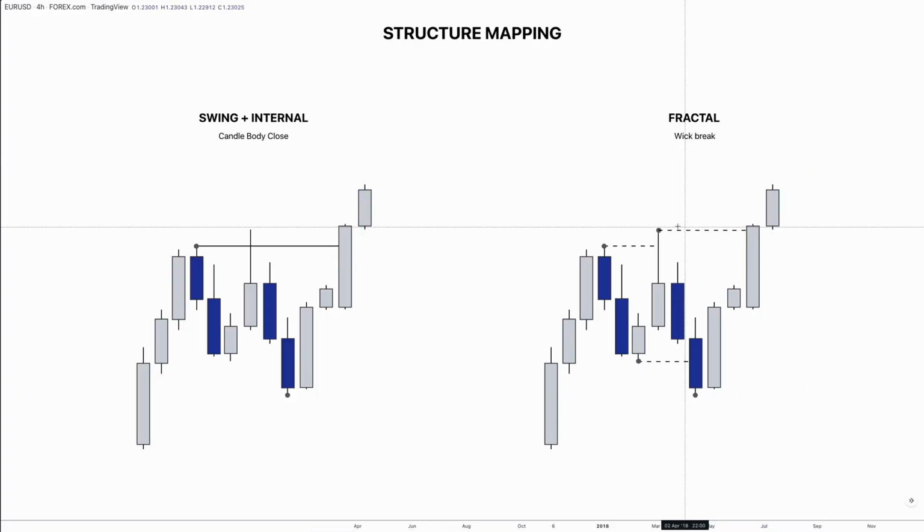So if you want to trade the way that I do and how the majority of us do in the community, this is how we separate these out. We use candle body closures for the swing and internal structure, but we use wick breaks for fractal structure. Okay, so hopefully that makes sense.